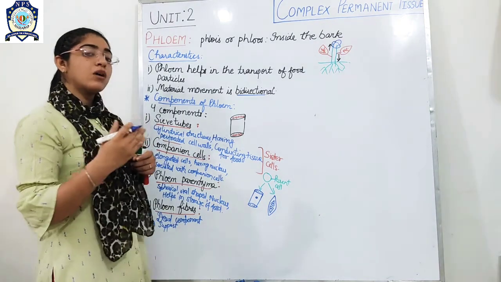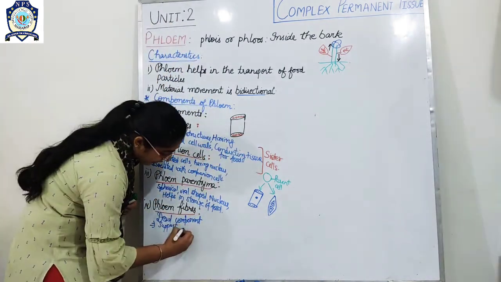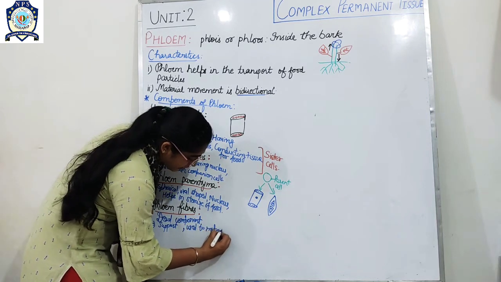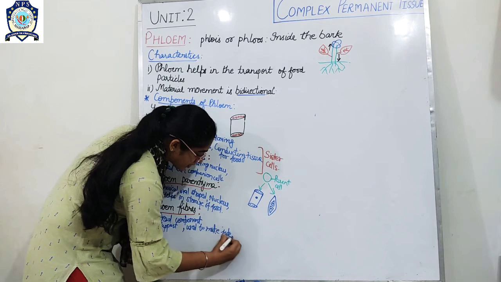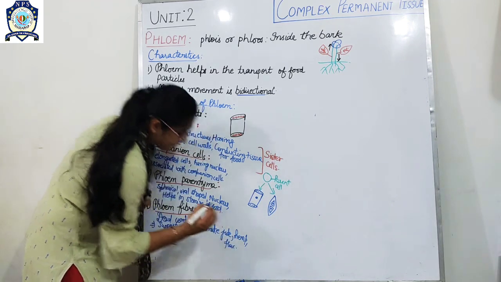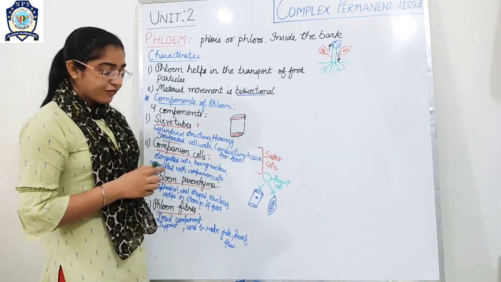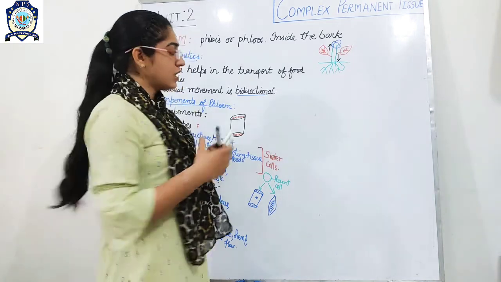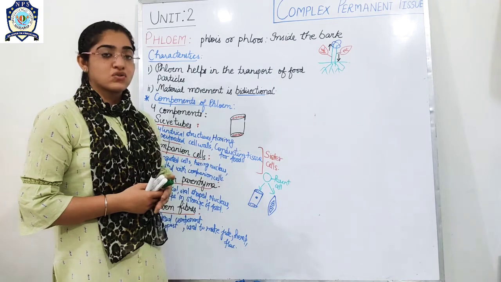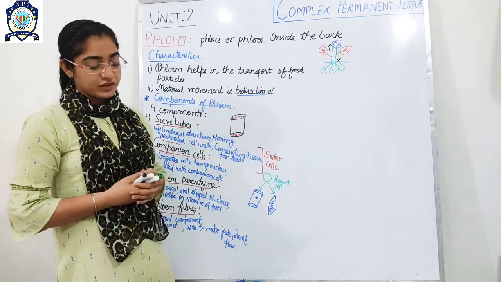And if we talk about the commercial scale, at the large scale, they are used to make jute and hemp or flax. Okay, so this is all about the components. And if we talk about the structure, so now let us start to draw the structure which will represent maximum components of the phloem.